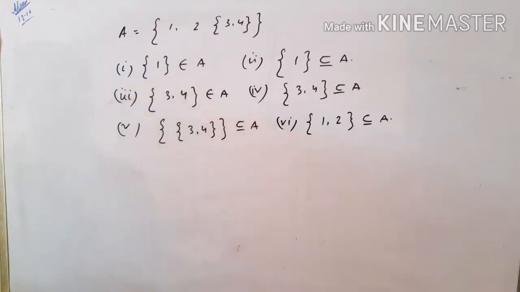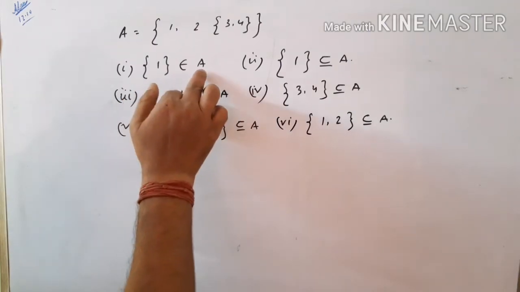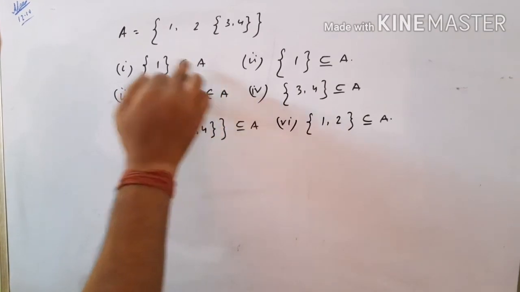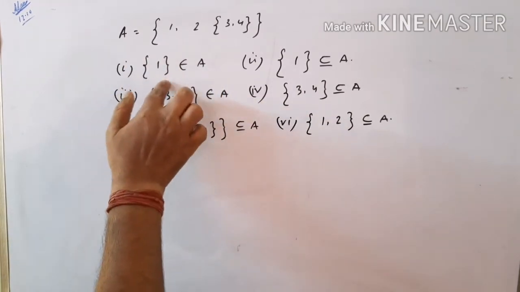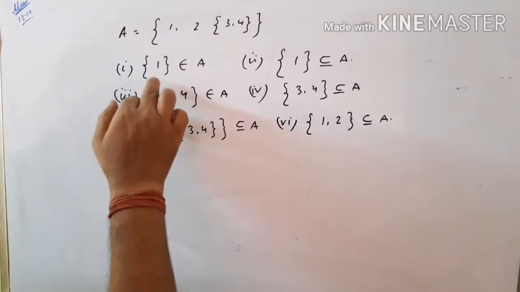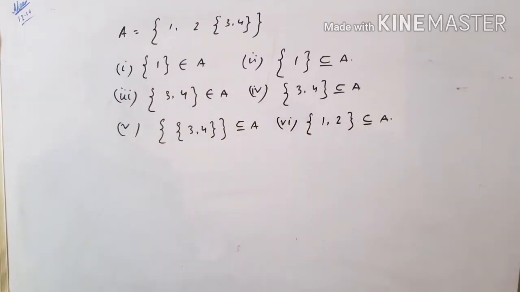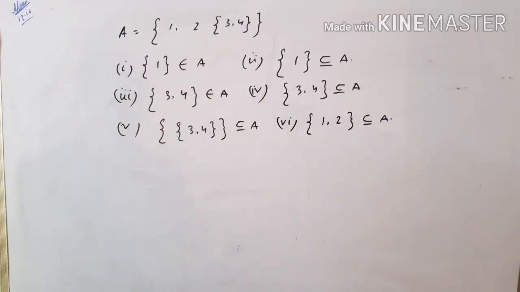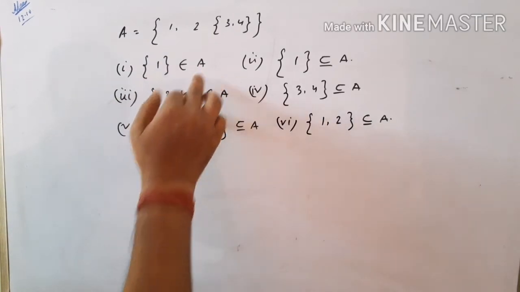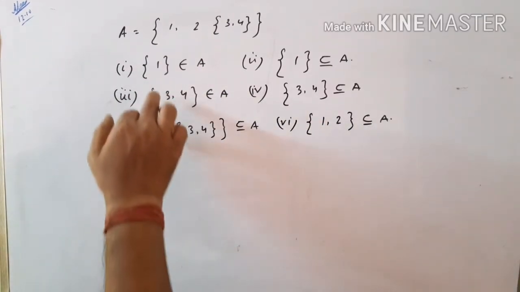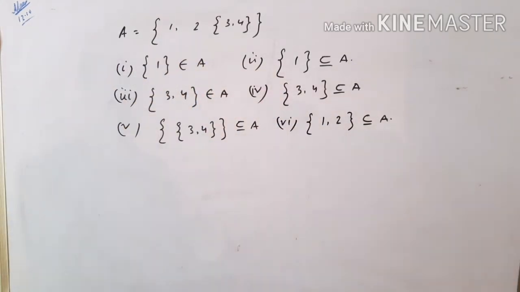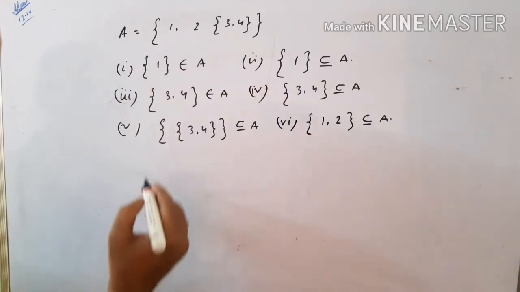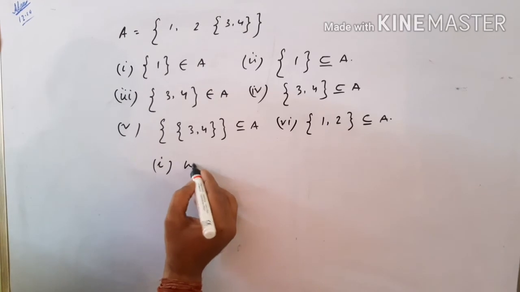Now let's check the first option. 1 belongs to A. Now 1 is an element of A, it is very much clear. Now when we enclose 1 within braces, then what does it mean? It's a singleton set. So for a singleton set, we must write contained in. A set cannot be belongs to; elements can be belongs to, but a set cannot. Since 1 is an element, when 1 is enclosed within a bracket, it becomes a set. So for a set, we cannot write belongs to. So number 1, wrong.